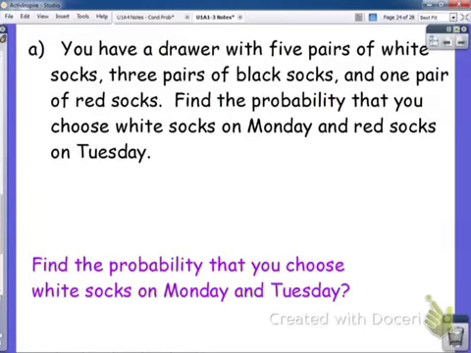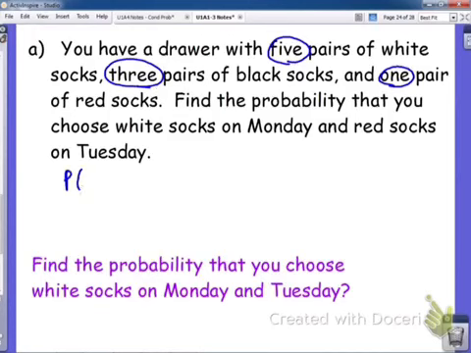Alright, next. You have a drawer with 5 pairs of white socks, 3 pairs of black socks, and 1 pair of red socks. 1, 5, 3. Find the probability that you choose white socks on Monday and red socks on Tuesday. White socks on Monday and red socks on Tuesday.